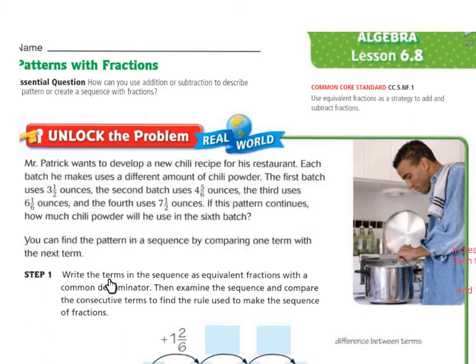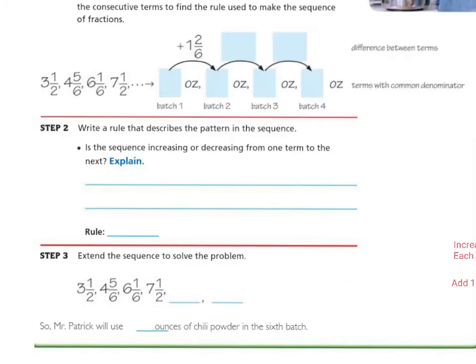So step 1, we're going to write the terms in a sequence as equivalent fractions with a common denominator. Then we're going to examine the sequence to compare the consecutive terms to find the rule that they use to make this sequence of fractions. So I can't really compare them when I have a 2 on the bottom, a 6 on the bottom, a 6 on the bottom, and a 2 on the bottom. So I need to find a number that I can make all of them go into. Okay, so I want to change the bottom numbers to be the same.